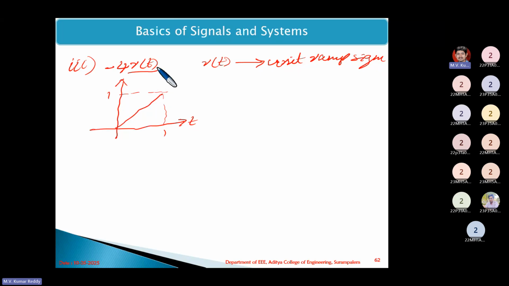In brackets, that is for time, there is no shifting. Only coefficient. So how much coefficient? -4.